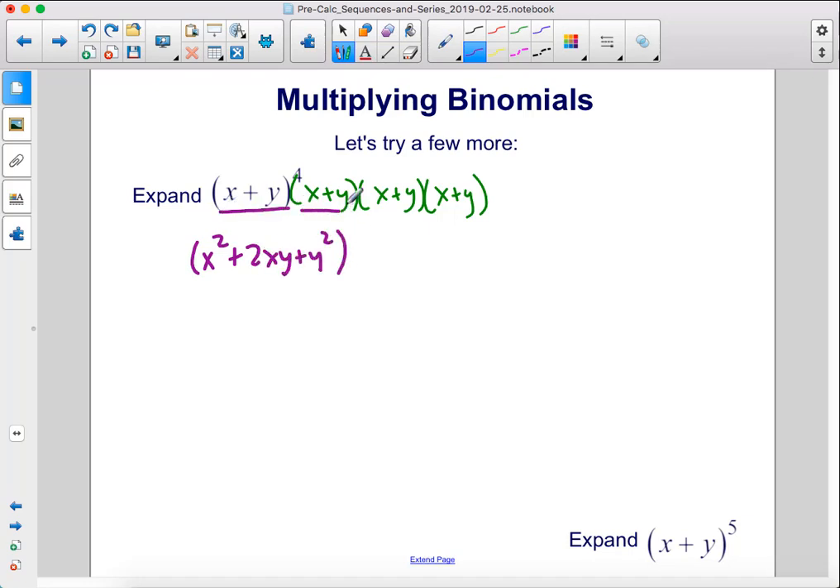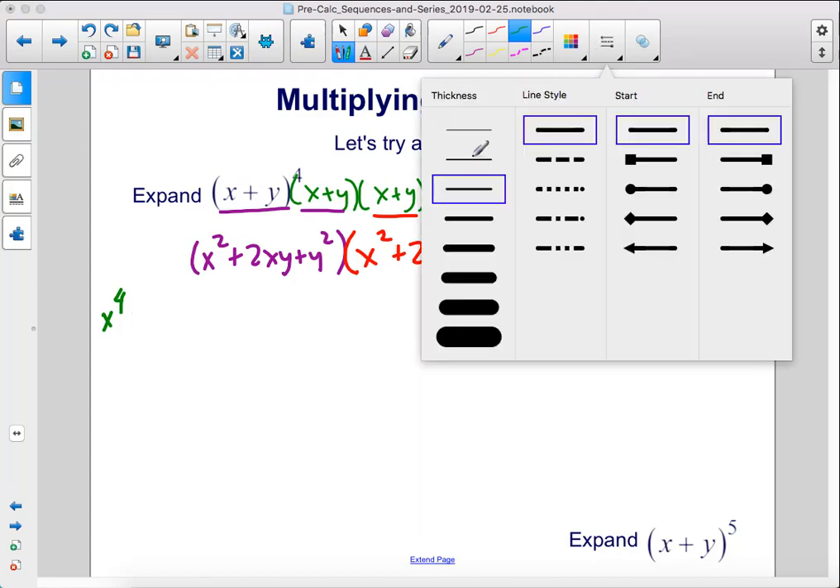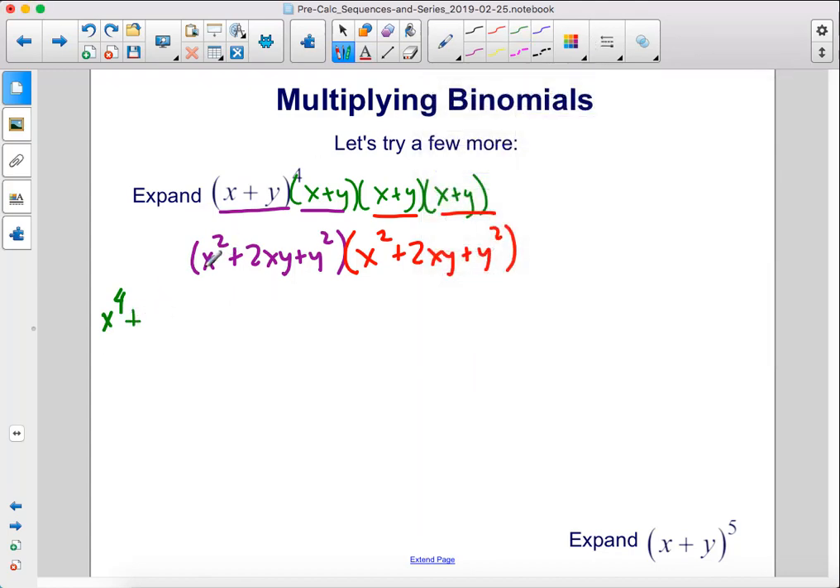And that's this one times that one. Now this times this is going to give us the exact same result, so we can just write that here: x squared plus 2xy plus y squared. Now we have to multiply these together. We begin with our first term, x squared, and multiply it by each of these. So x squared times x squared is x to the fourth, plus x squared times 2xy, so that's 2x cubed y, plus x squared times y squared.